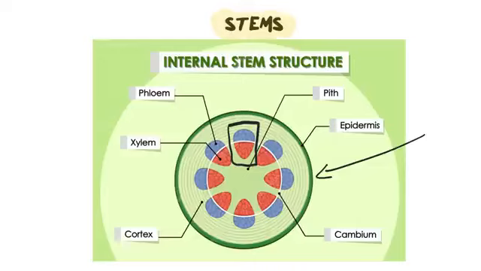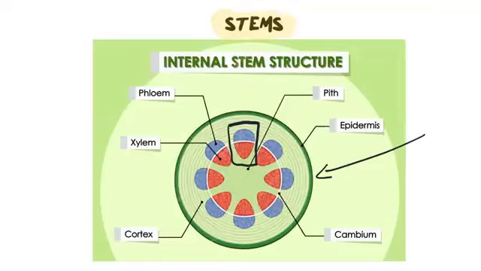Now, why am I making such a big deal about this? It is because when we go on to roots just now, you might confuse stems with roots. So this is what it looks like. We have little bundles of tissues in a circle around the center, and that's how I know I'm dealing with a stem. Now, let's go into the various tissues.